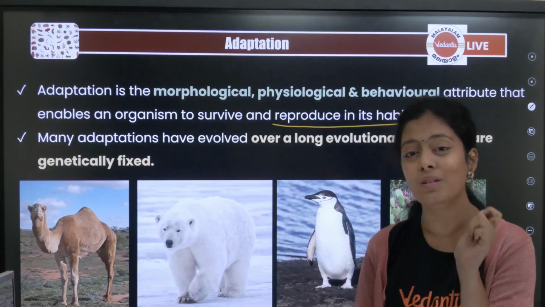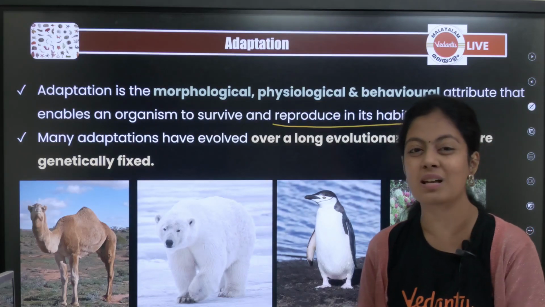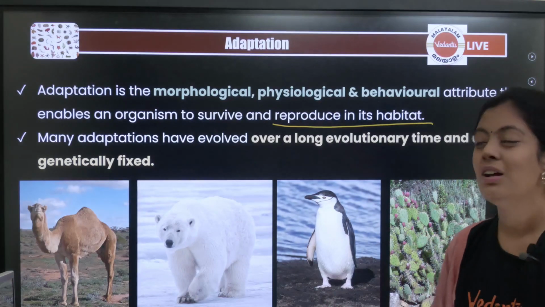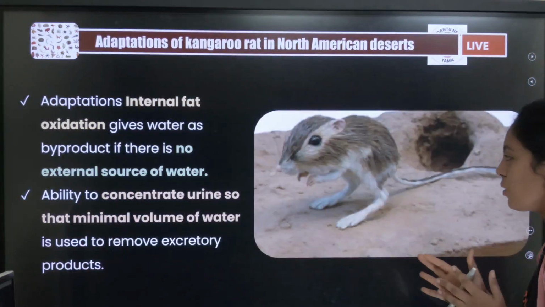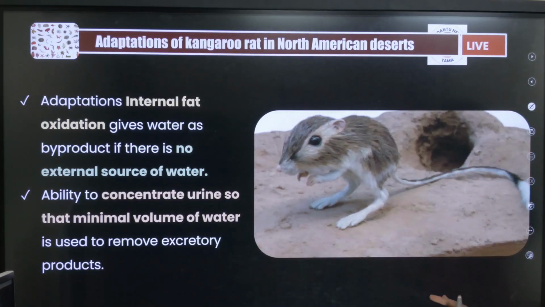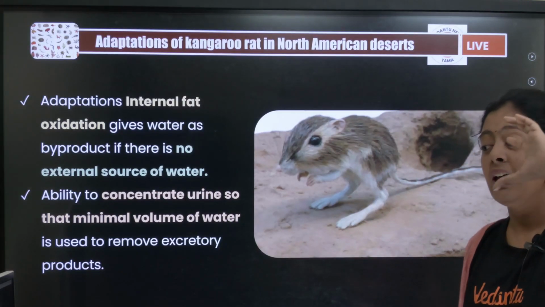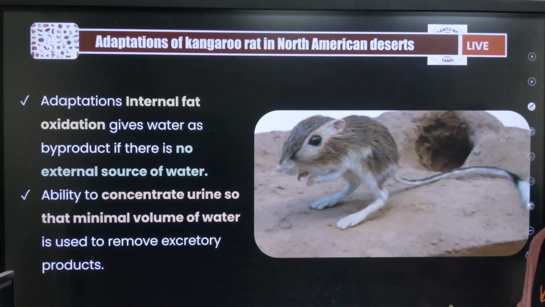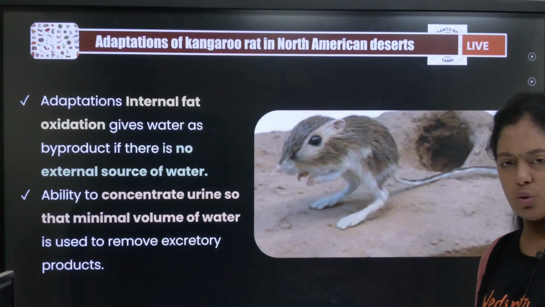So by the end of this adaptation topic, you will learn a life lesson. You can actually understand how organisms are adapting to their particular environment. Okay, first this is a kangaroo rat. Okay, this kangaroo rat is basically living in North American deserts. Its face looks a little like a kangaroo, so they call it kangaroo rat. It's nothing to do with kangaroo there.